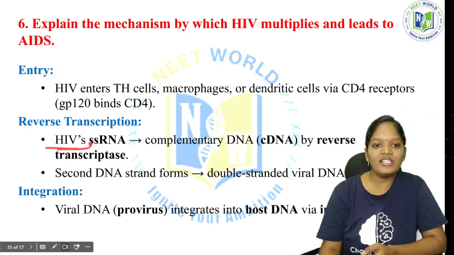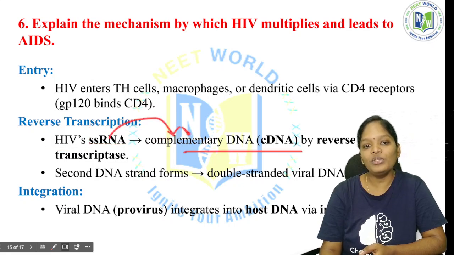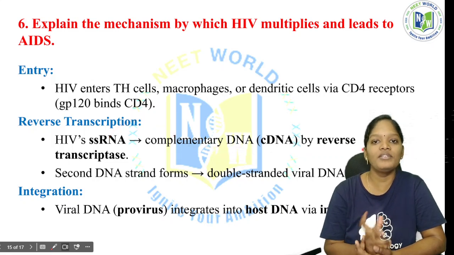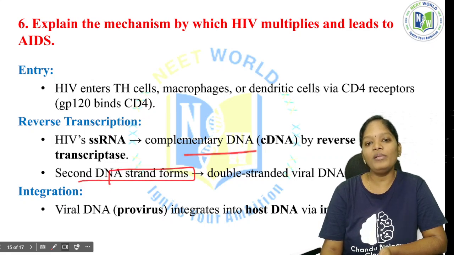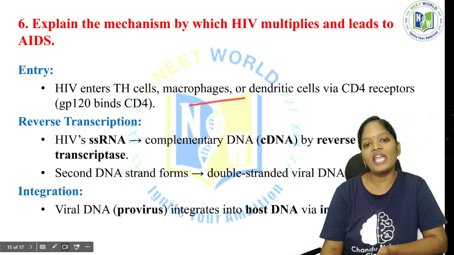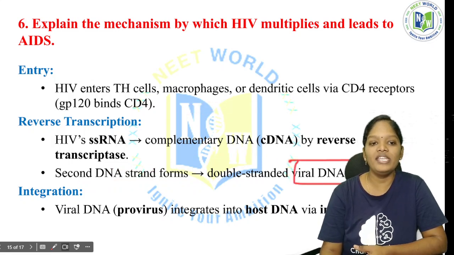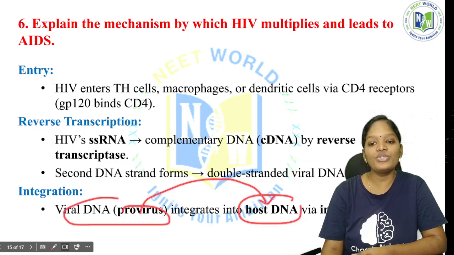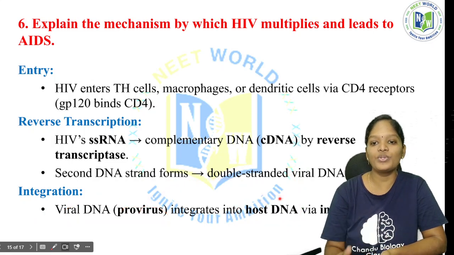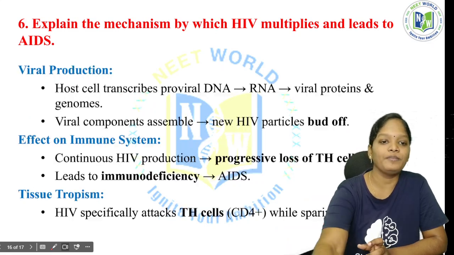Now, this HIV single-stranded RNA has been converted into complementary DNA with the help of the reverse transcriptase enzyme, and this process is called the reverse transcription process. Now, the second DNA strand forms. As the complementary DNA forms, this single-stranded RNA has been converted into double-stranded DNA, a viral DNA. Now, this viral DNA will be integrated into our host DNA with the help of an enzyme called the integrase enzyme.